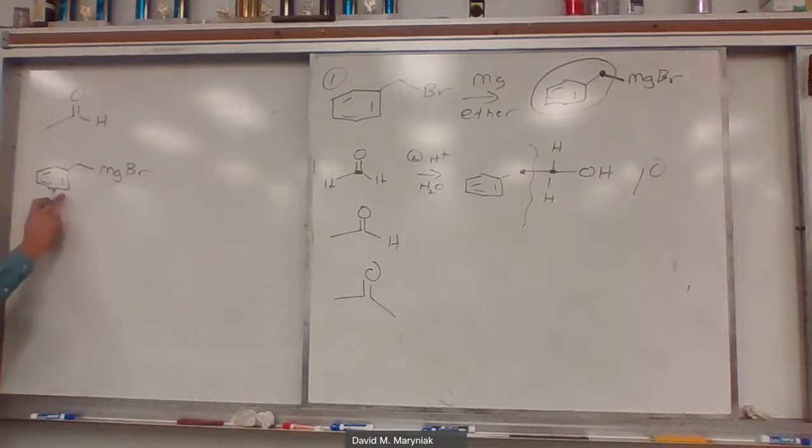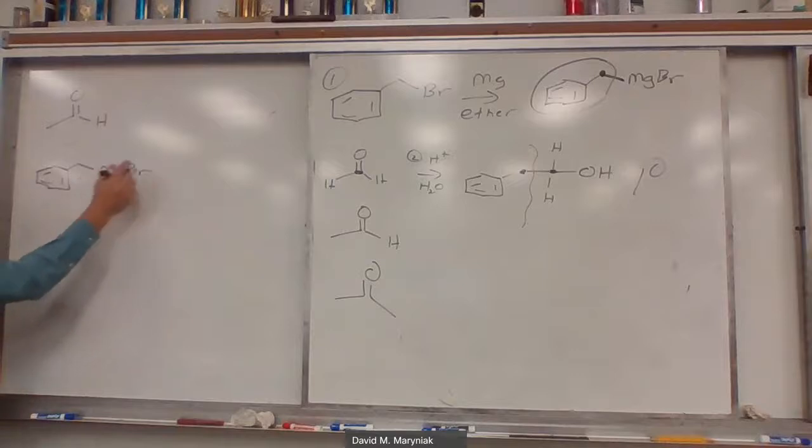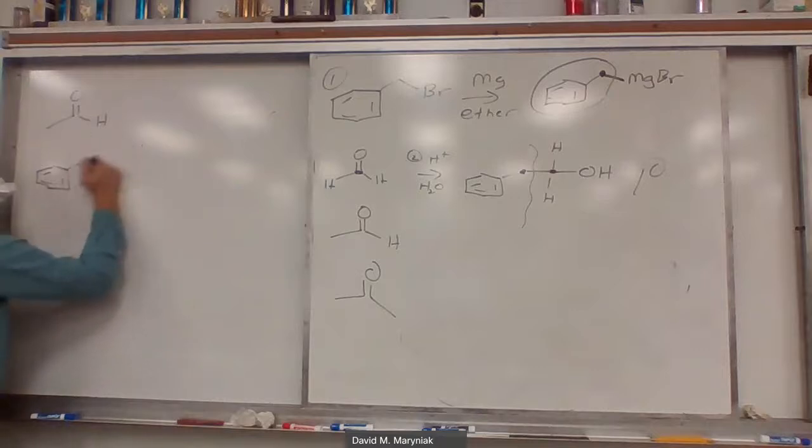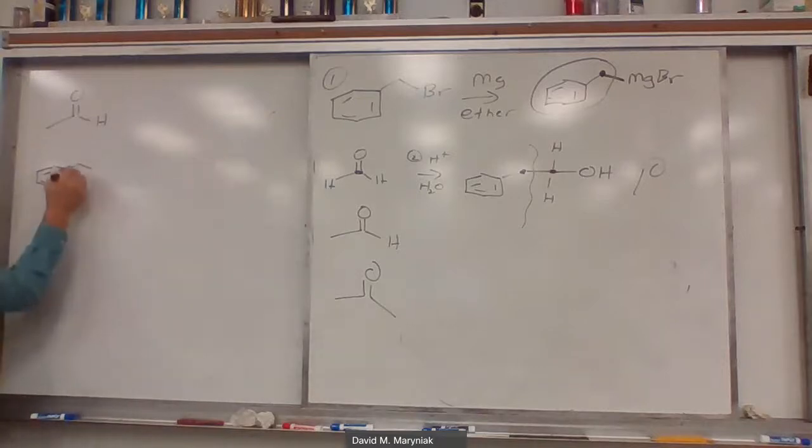I myself like to say, I know this is a Grignard, so I know this thing is really a positive. I'm going to knock that whole MgBr off as a positive, and therefore these electrons are on the carbon. So I'm just going to treat benzyl magnesium bromide as that carbon.